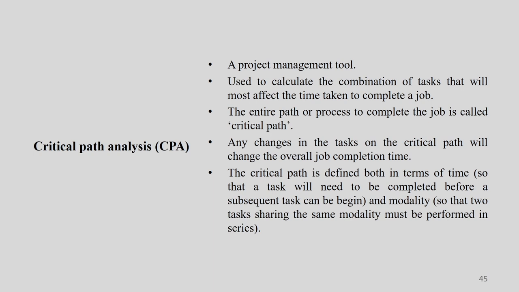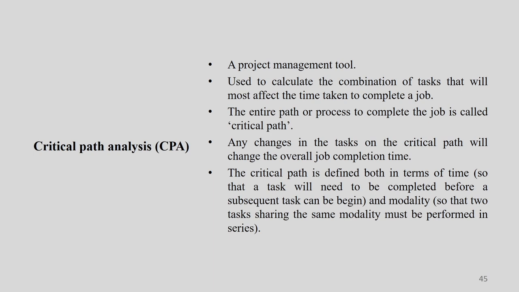The critical path is defined both in terms of time and modalities. What is the total time taken, and what are the modalities? Time is the consumption of performing that particular task, and modalities are how you are going to do that. So two major factors are present here: one is time, second is modality. Time says that a particular task needs to be completed before a subsequent task can begin. So task 1, task 2, task 3, like that you have. And if task 1's time consumption is not sufficient to start task 2, task 2 will be stalled, so it will not be able to start.